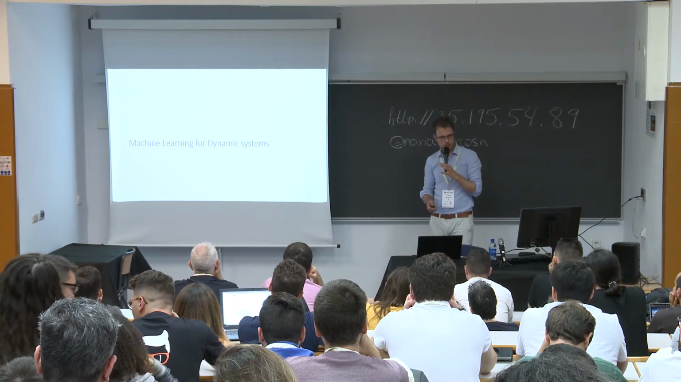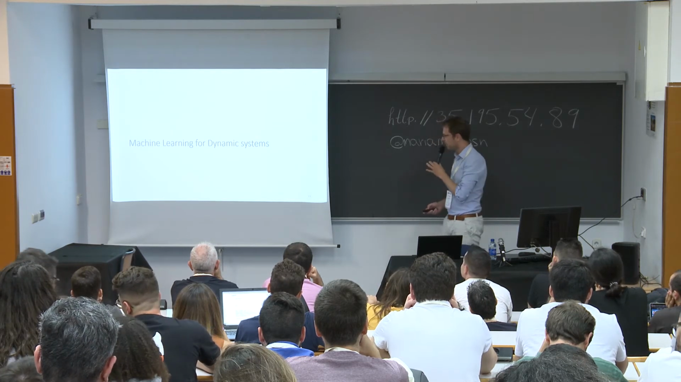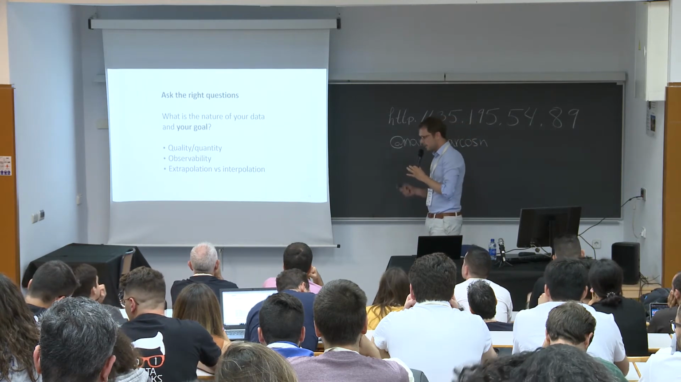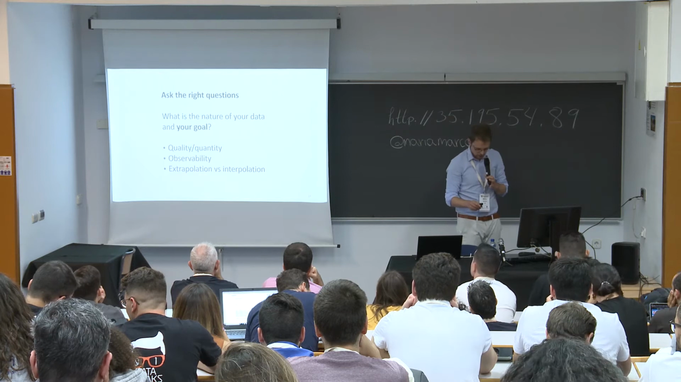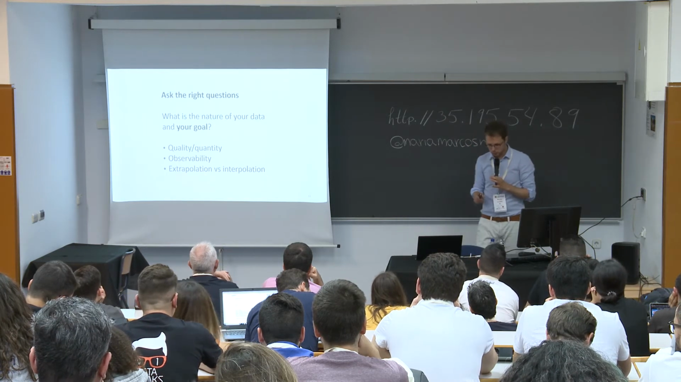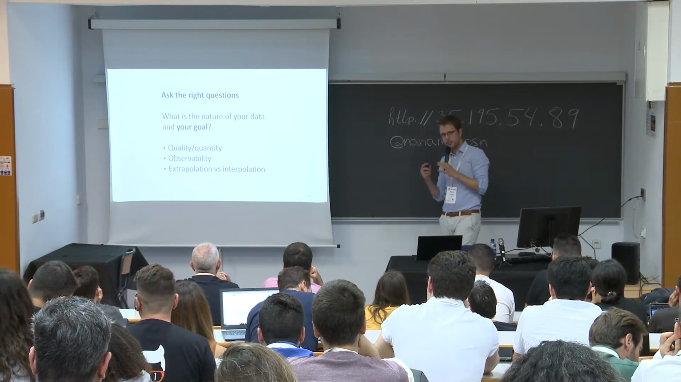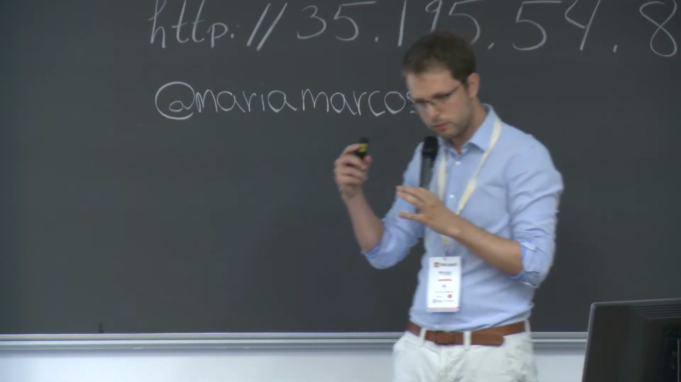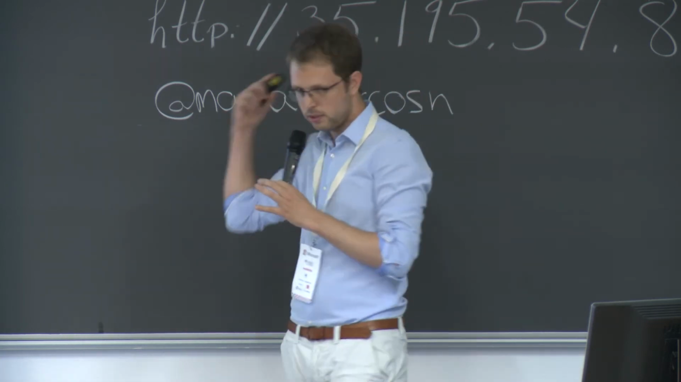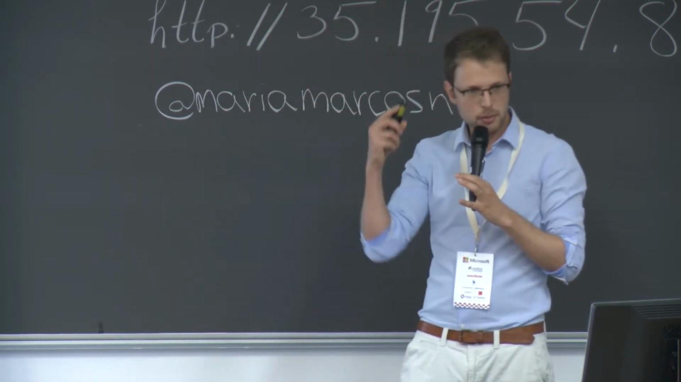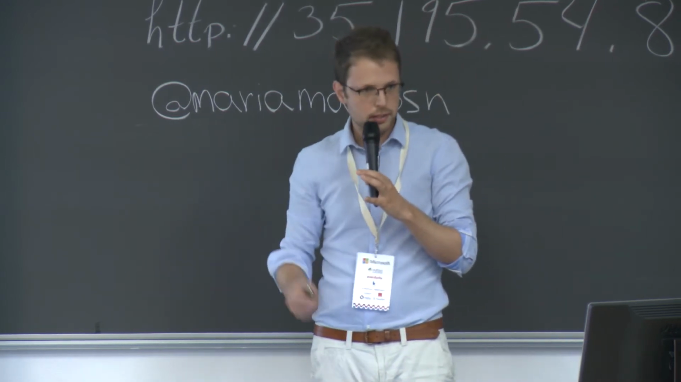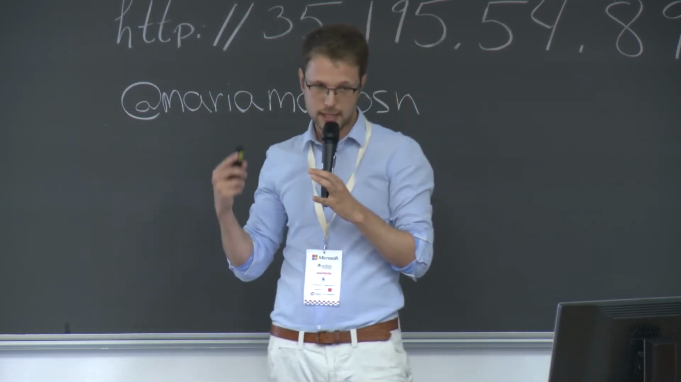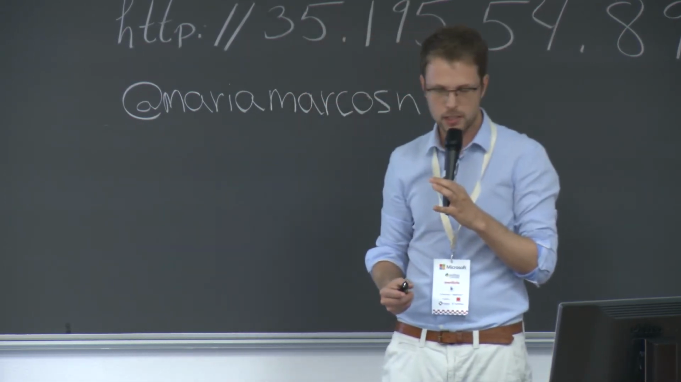Okay, so with this introduction to the problem, we have enough to talk about machine learning for dynamic systems. And always you have to think about and ask the right questions. What is the nature of your data and what is your goal? We love to say, get me the data and I will put it into machine learning, and I will not think about the goal. Maybe the goal is not well defined. Maybe the goal is mistaken. Maybe the goal is just save money. That's not the goal, that is the business value.